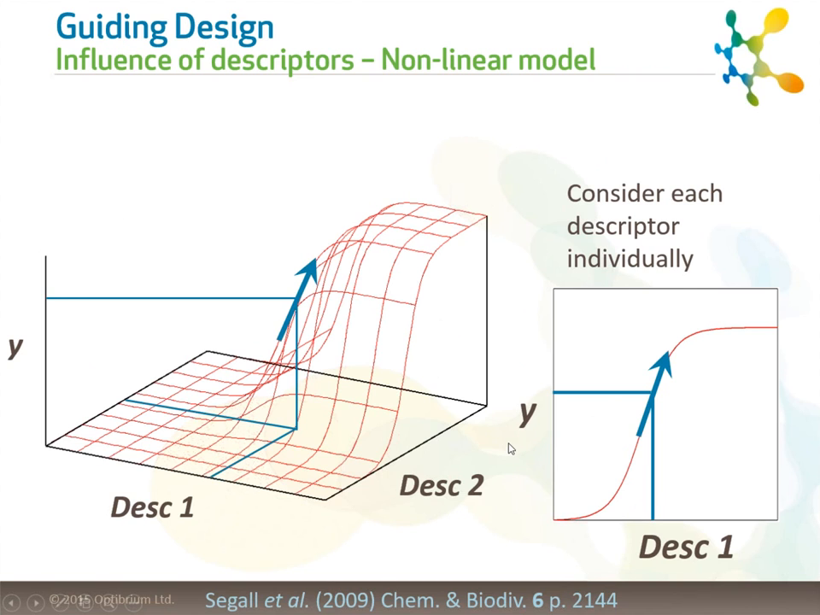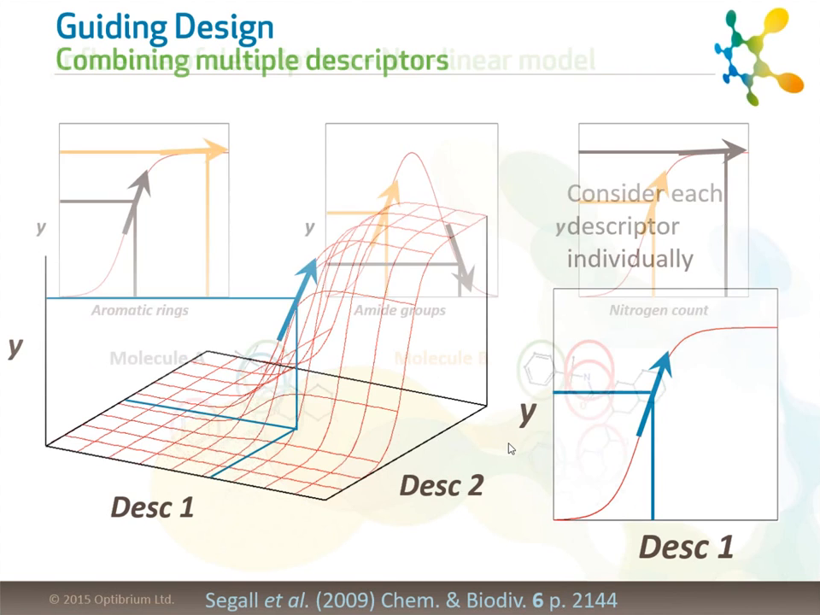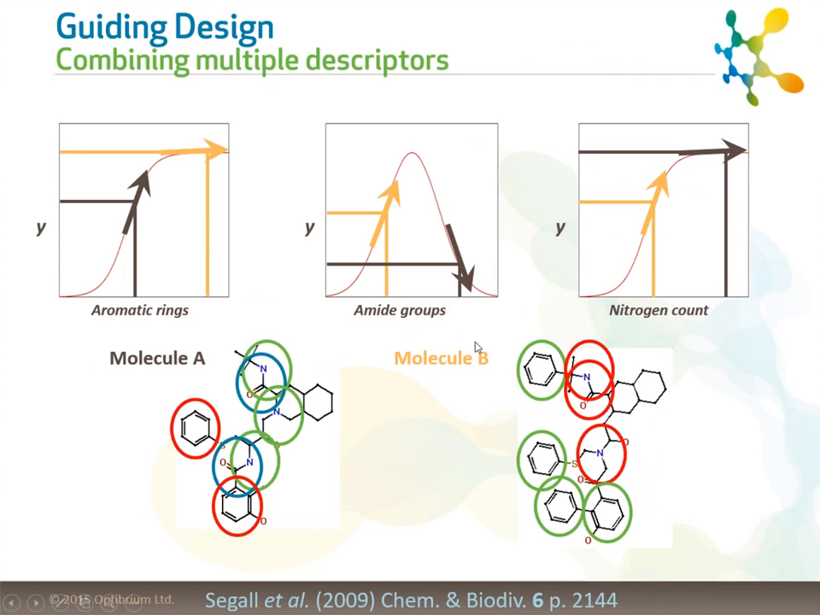And so we can consider each of these descriptors individually. But then, obviously, we have multiple descriptors that go into a model. And so here are two molecules, A and B, and here you can see three different descriptors. Again, just simple descriptors for illustration here. And what you can see for molecule A, increasing the number of aromatic rings will increase that property.